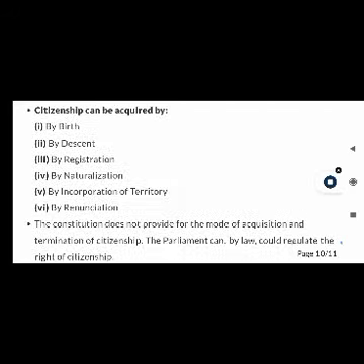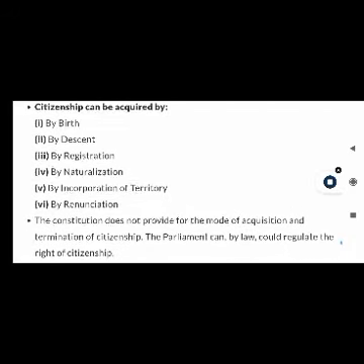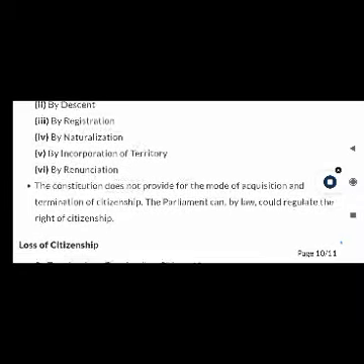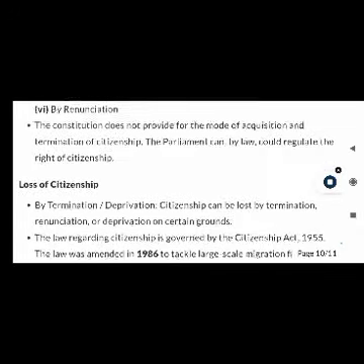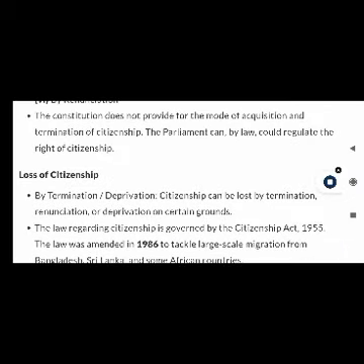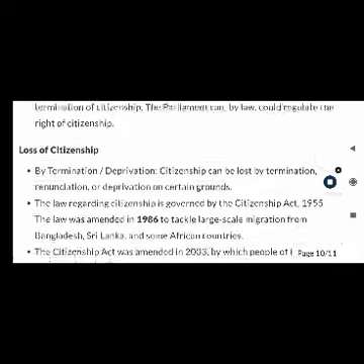Acquisition of citizenship. Citizenship can be acquired by birth, by descent, by registration, by naturalization, by incorporation of territory, and lost by renunciation. The Constitution does not provide for the mode of acquisition and termination of citizenship. The Parliament can, by law, regulate the right of citizenship.